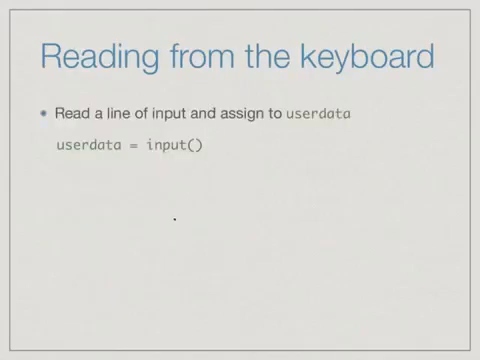So the basic command in Python to read from the keyboard is input. If we invoke the function input with no arguments and assign it to a name, then the name user data will get the value that is typed in by the user at the input command. Remember that it reads a line of input. The way that the user signals that the input is over is by hitting the return button on the keyboard. And the entire sequence of characters up to the return, but not including the return, is transmitted as a string to user data.